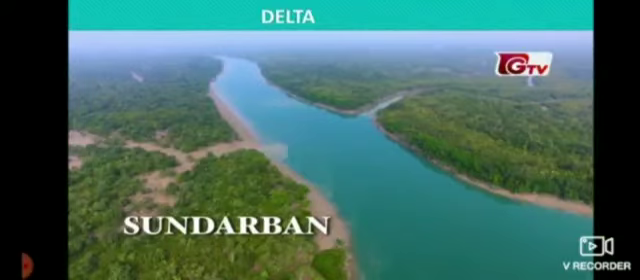It is located at the mouth of rivers Ganga and Brahmaputra, near where they flow into the Bay of Bengal. Similarly, here in our Andhra Pradesh, we have fertile deltas formed by Godavari and Krishna rivers. Now let us see another landform.